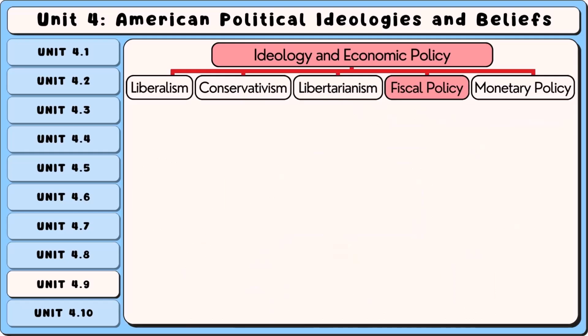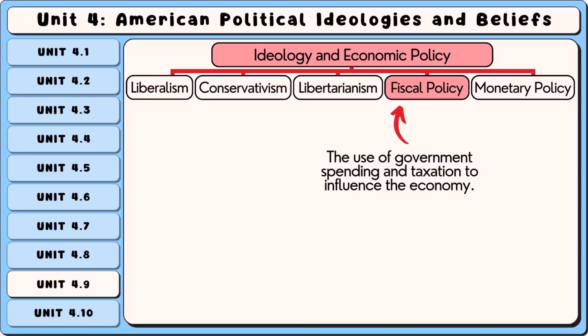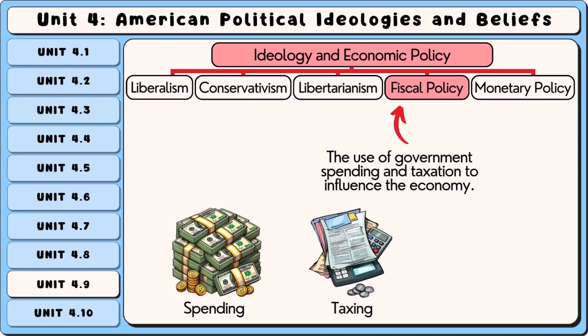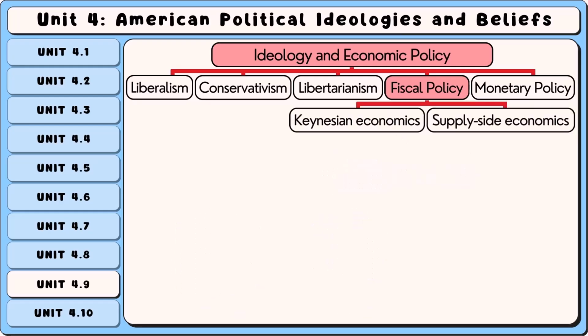Okay, let's move on to fiscal policy and how it is shaped by different beliefs. Fiscal policy refers to the use of government spending and taxation to influence the economy. There are two major schools of thought about fiscal policy: Keynesian economics and supply-side economics. Let's start with Keynesian economics.